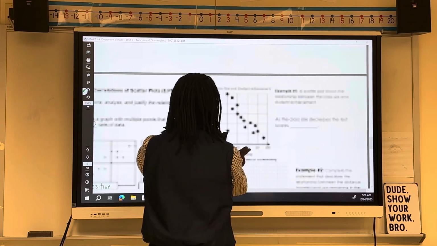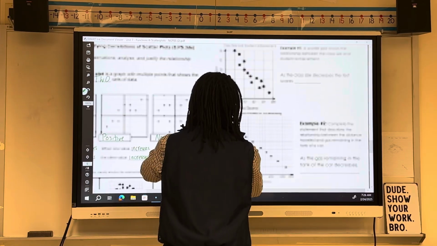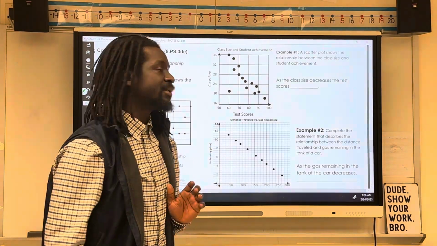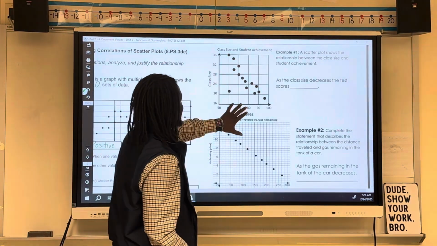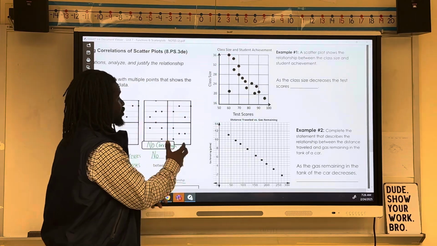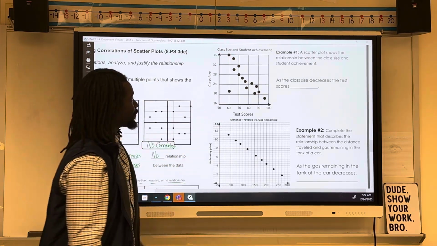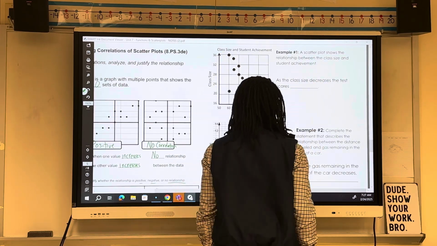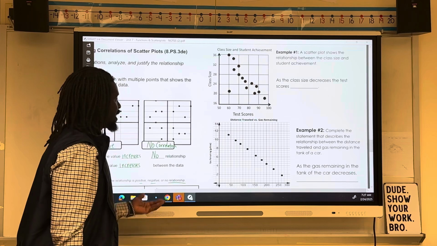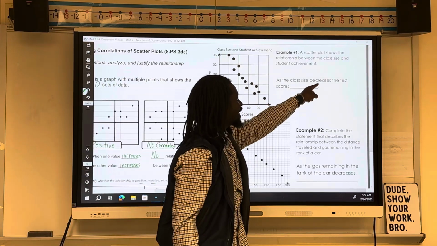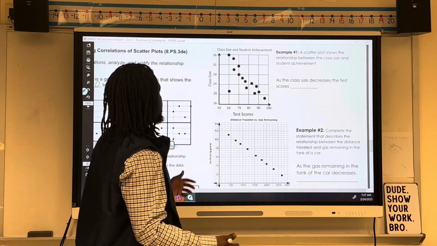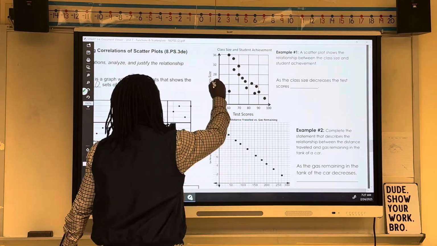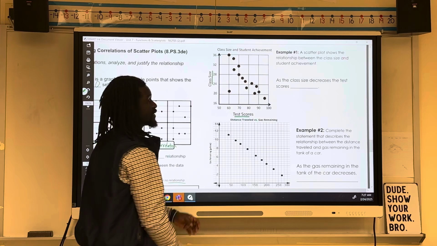Now we have two more examples that I want to get through here. And with these two, we are paying attention to what is being graphed on each axis. This scatter plot in example number 1 shows the relationship between class sizes and student achievement. Then it asks us, as the class sizes decrease, the test scores do what? So we have to pay attention to our axes. This is class size and this is test scores.